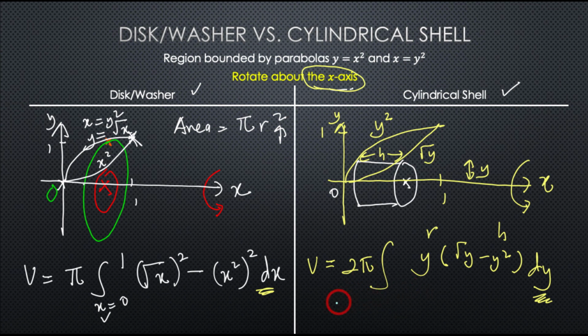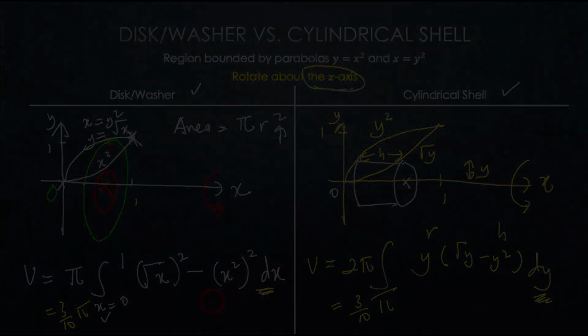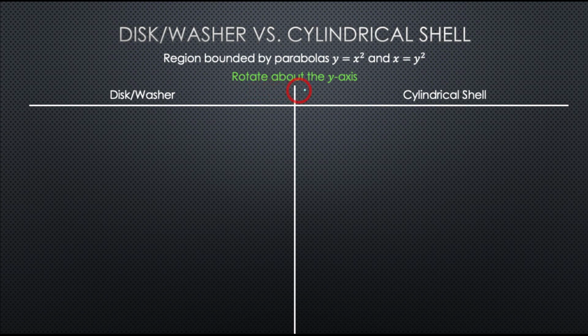If you solve this, you will get 3/10 pi. The same answer as with this one, 3/10 pi. Now the problem is, you have this region, you want to rotate it about the y-axis. We will compare these two methods again, the washer and cylindrical shell.